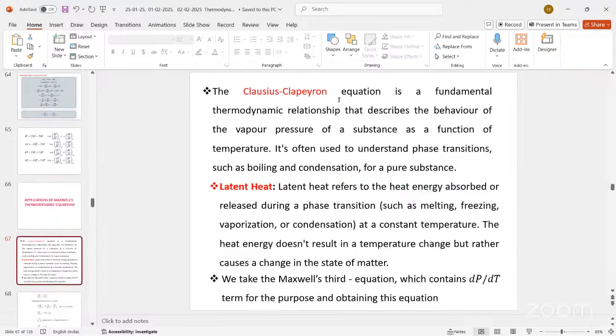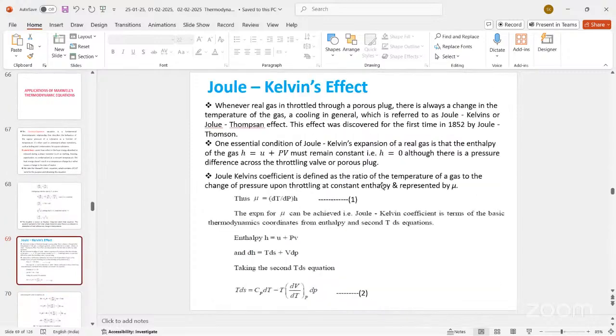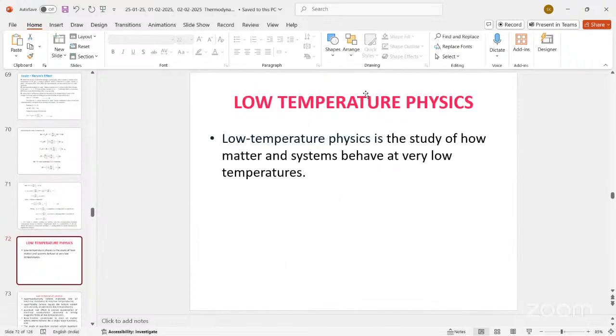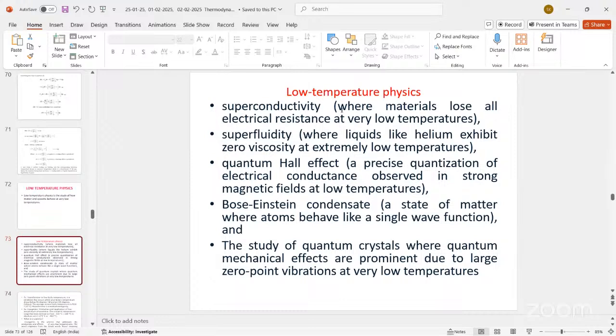We have the Clausius equation and latent heat, which we also discussed. Joule-Kelvin effect and low temperature we also discussed in the last class. So what is low temperature? Physics studies how matter and systems behave at very low temperatures. In physics we have superconductivity, superfluidity, the quantum Hall effect, and Bose-Einstein condensation, which are all applications of low temperatures.